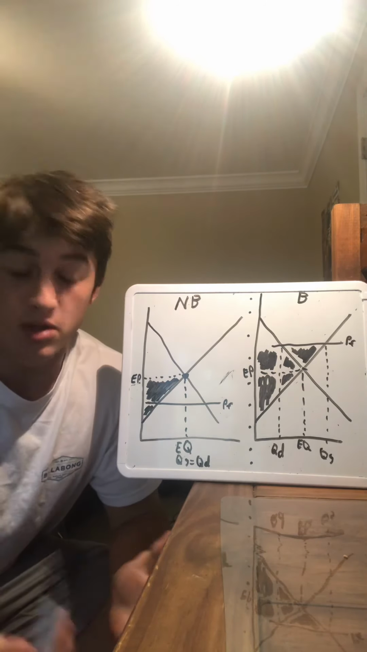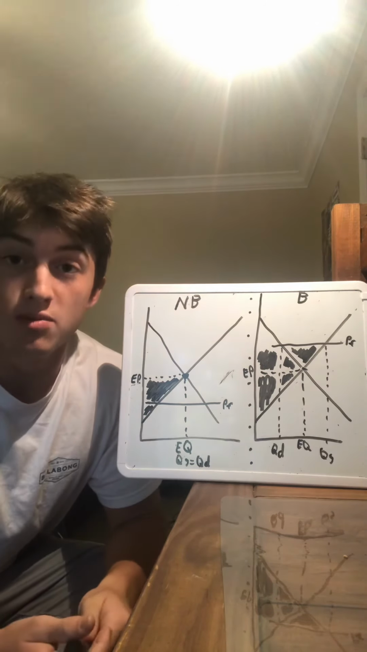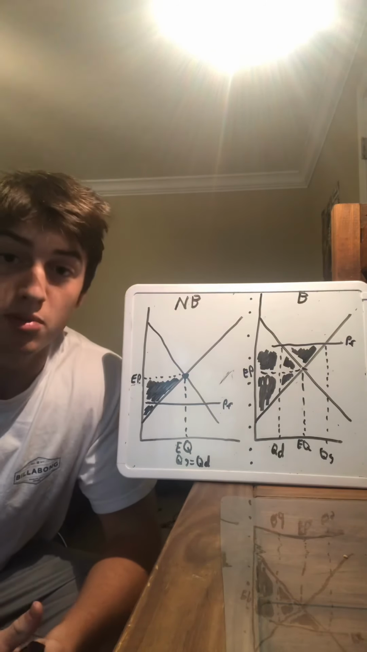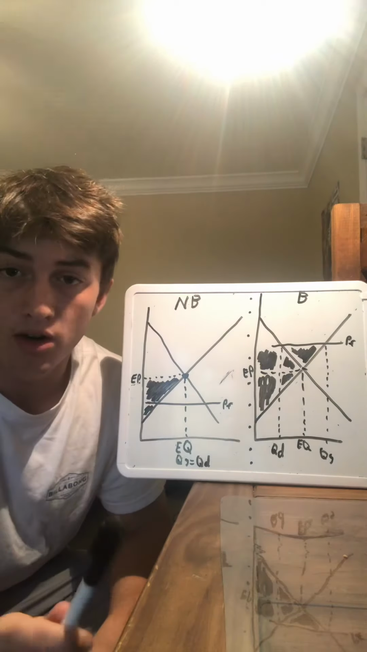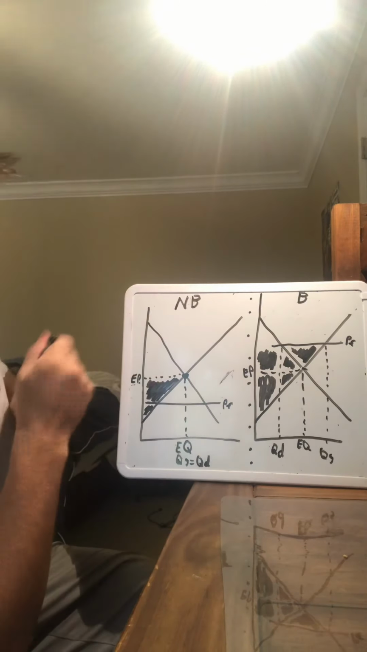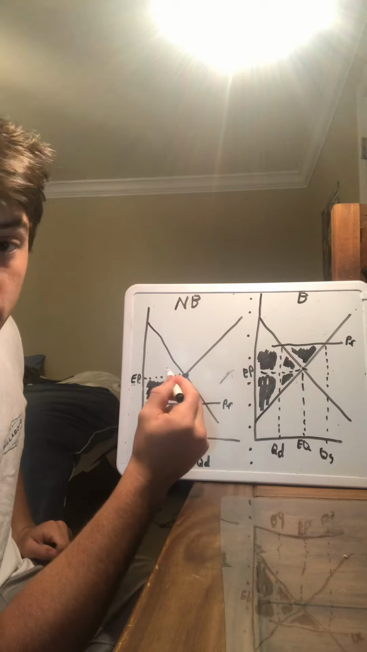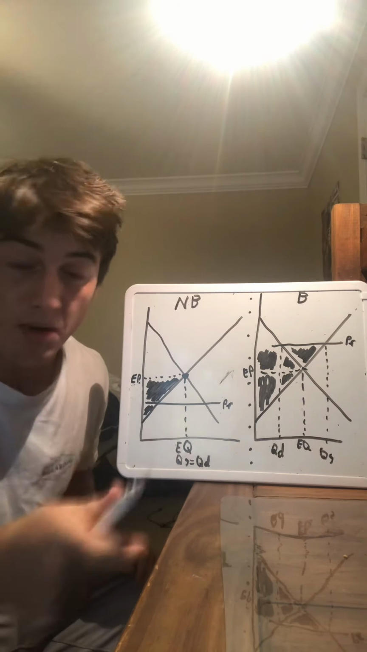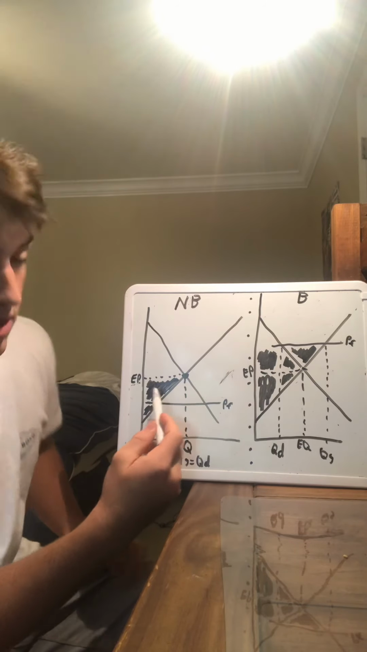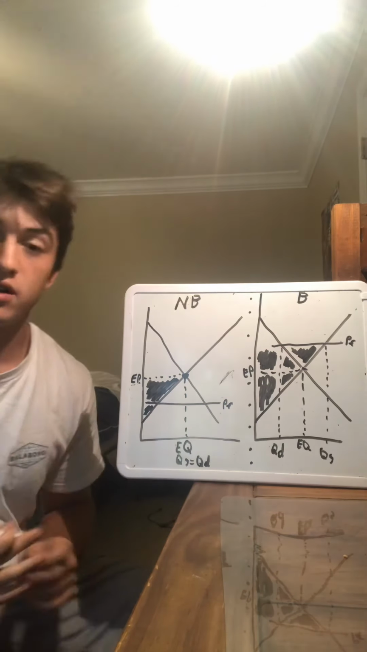So, price floors. Before we get to that, we're going to talk about consumer and producer surplus. What is consumer surplus, you might ask yourself? Well, that is everything below the equilibrium price and below the demand curve. Right here. And what is producer surplus? That is everything below the price and above the supply graph. Right here, shaded in black this time. And I'll explain that later.